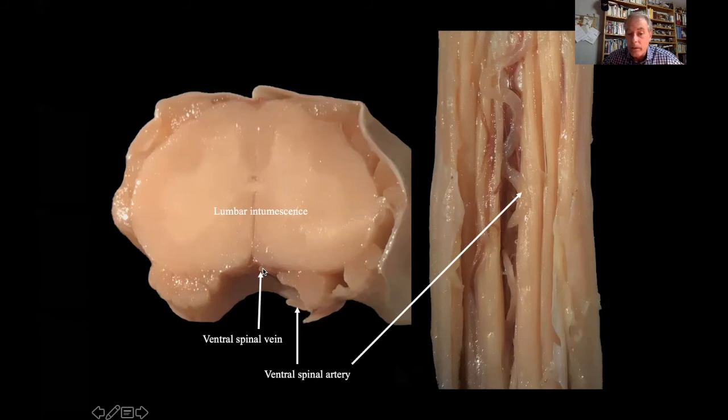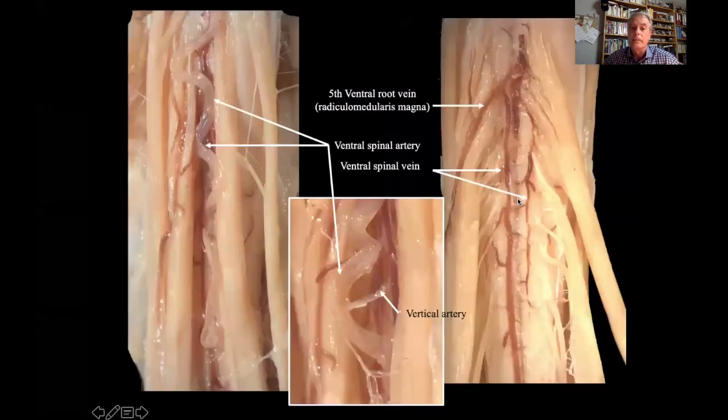This is the ventral spinal vein. The ventral spinal artery is this one here, okay? It is not as close to the spinal cord as you see with the veins. The veins are more closely located. This is the ventral spinal artery with its thick wall, which is right here.